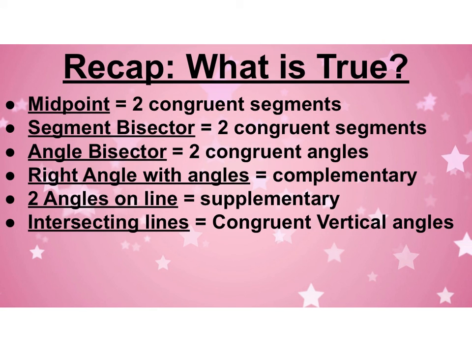And let's recap. If you have a midpoint, that means you are creating two congruent segments. If you have a segment bisector, you're also creating two congruent segments. An angle bisector will cut the angle in half, so you'll have two congruent angles. If you have a right angle with angles, that would be complementary angles. Two angles on a line would be supplementary or LPP. And intersecting lines create congruent vertical angles.